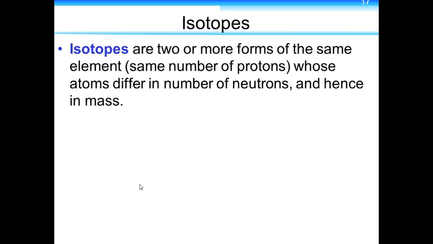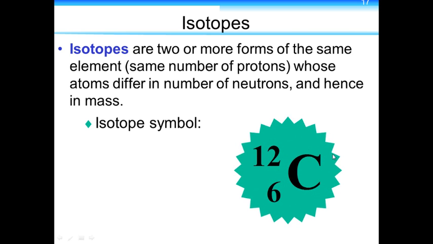So isotopes, what are isotopes? They are different forms of the same element. So if we're talking about one element, we're talking about atoms with the same number of protons. But what can vary is the number of neutrons. And since neutrons have a relative mass of 1, they will change the total mass of the atom.